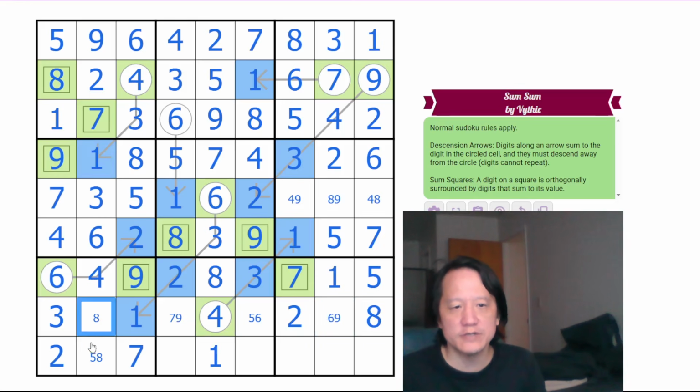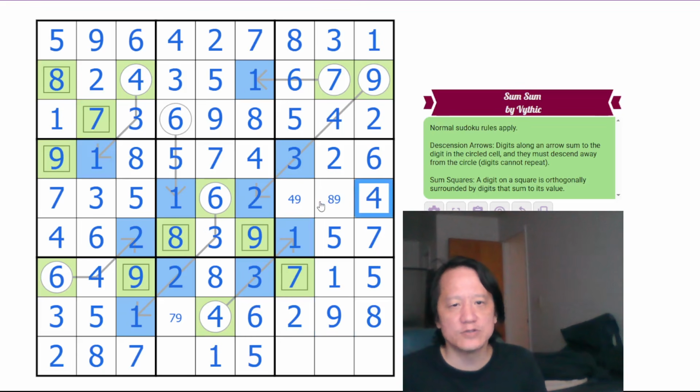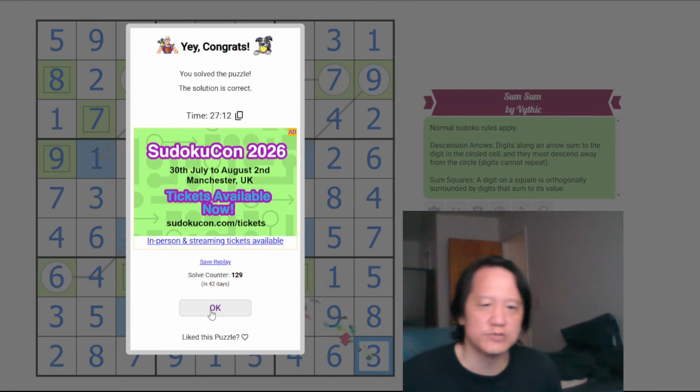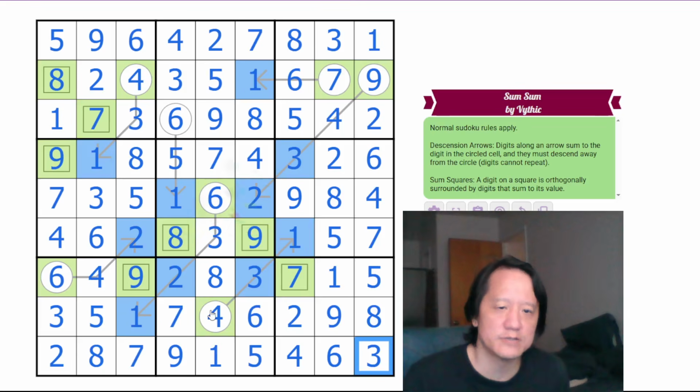8 eliminates 8 here, so it's 5 here and 8 here. 5 eliminates 5 here, so it's 6, which leaves this as a 5. 6 eliminates 6 here, so it's 9. 8 eliminates 8 here, so it's 4, which makes this 9, which makes that 8. 9 eliminates 9 here, so it's 7 and 9. And the remaining digits here are 4, 6, and 3 in the corner, which we celebrate because we solved this puzzle.